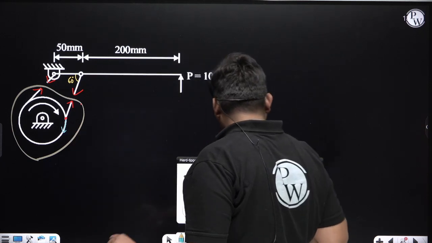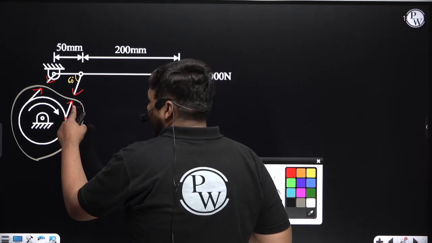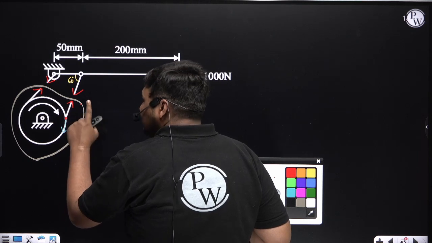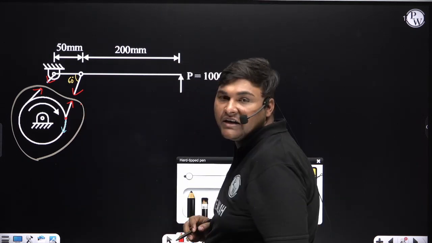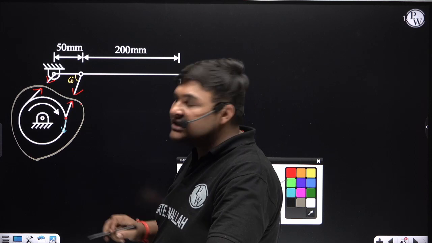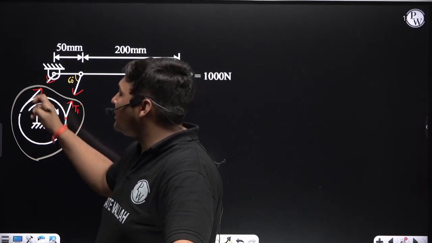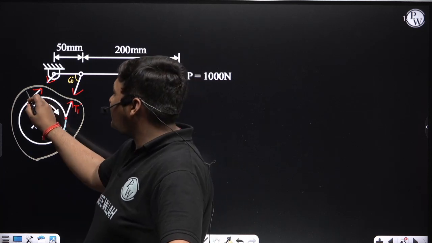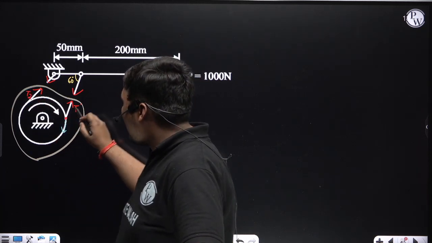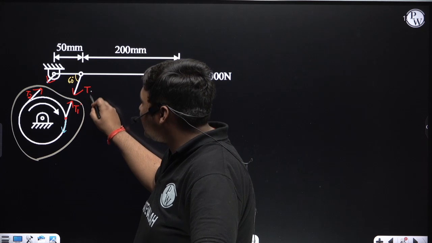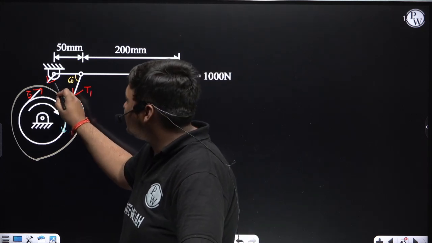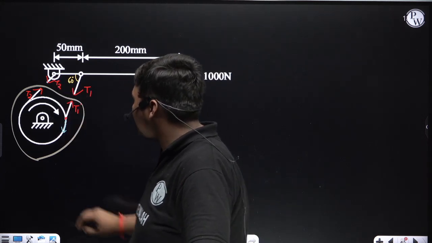Now the direction of velocity and tension is opposite, and since the direction is opposite, this side will be the tight side, and I am denoting the tight side tension as T1. So it is the side of tension T1, and the other side will be the slack side, and the tension of the slack side is T2. Whatever tension is coming here, equal and opposite tension will come here.